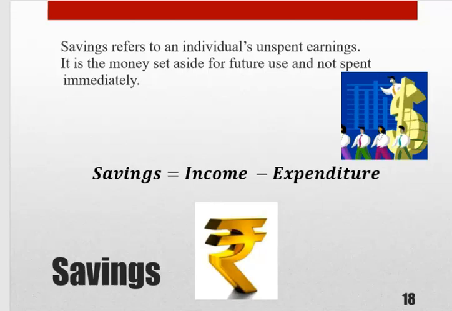And last concept in this video is savings. Savings refer to an individual's unspent earnings. It is the money set aside for future use and not spent immediately. That is, savings is equal to income minus expenditure. So savings is what you save, deducting your expenditure from your income earned.